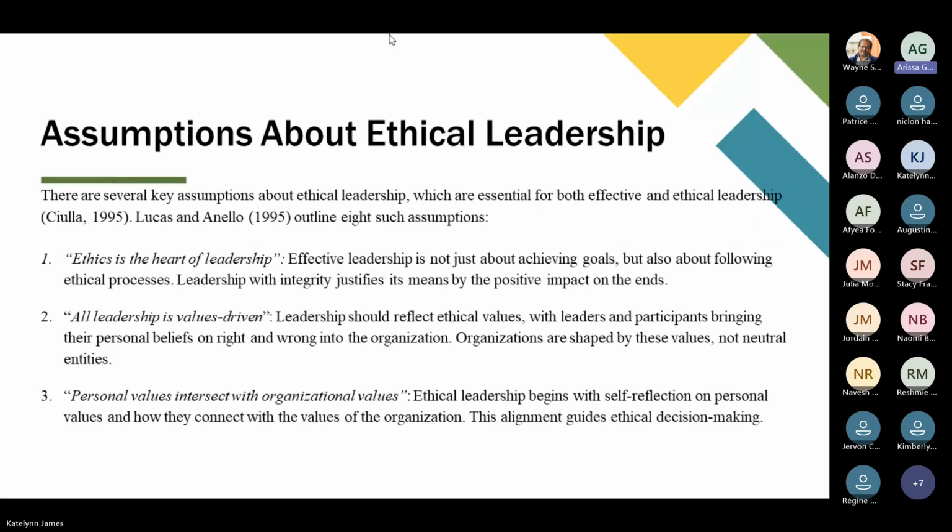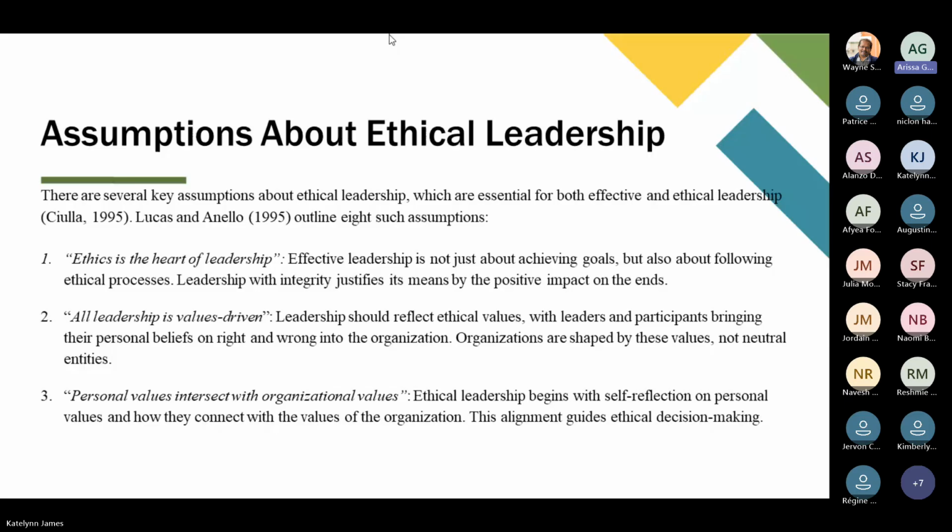Assumptions about ethical leadership. There are several assumptions about ethical leadership which are essential for both effective and ethical leadership. Lucas and Anilio outline 8 such assumptions. 1. Ethics is the heart of leadership. Effective leadership is not just about achieving goals, but also about following ethical processes. Leadership with integrity justifies its means by the positive impact on the ends.